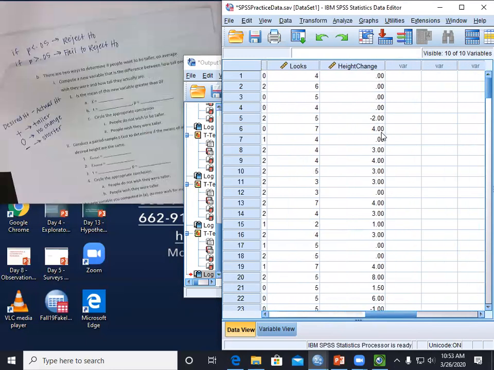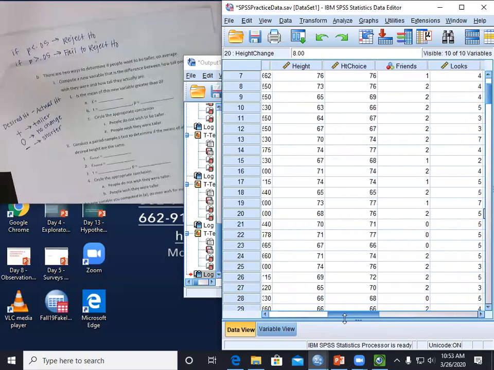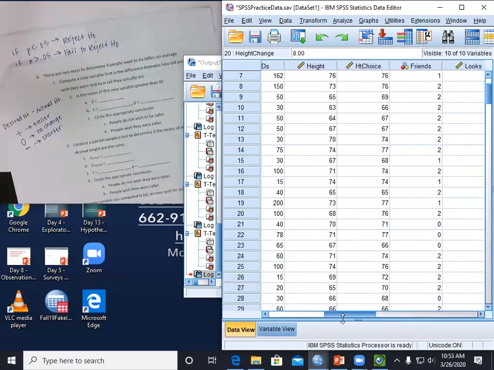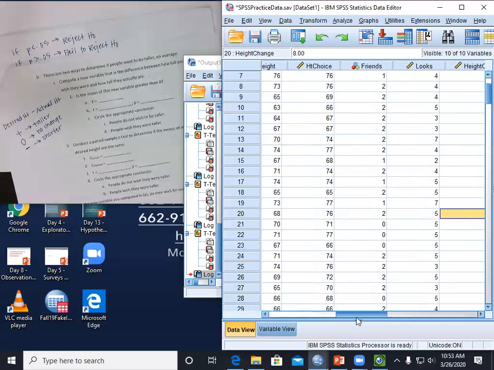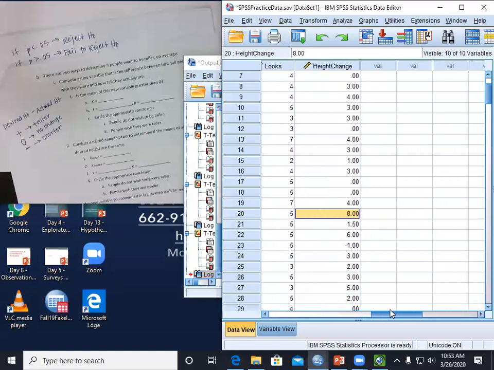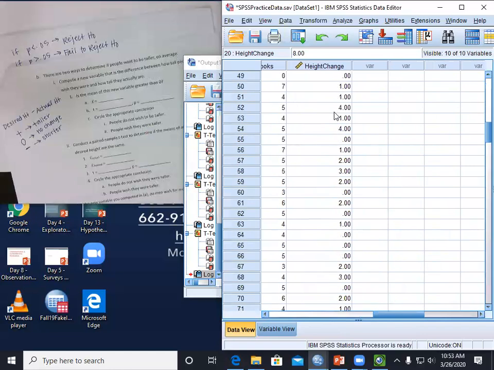We see this person wants to be 2 inches shorter, this person wants to be 4 inches taller. This person wants to be 8 inches taller. Let's see how tall they really are. They're 5'8" and they want to be 6'4". That's okay, I don't know. Somebody wants to be really tall there. But we have this whole column of numbers of how much people would change their height in an ideal world.